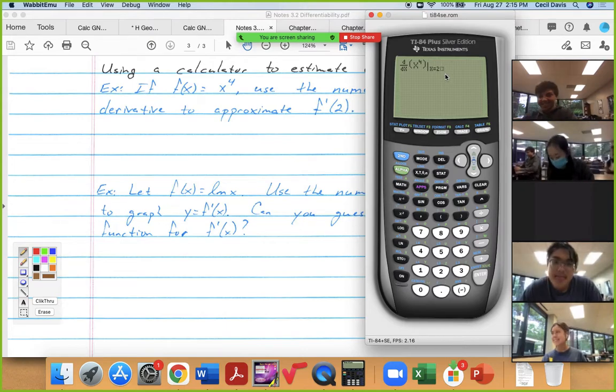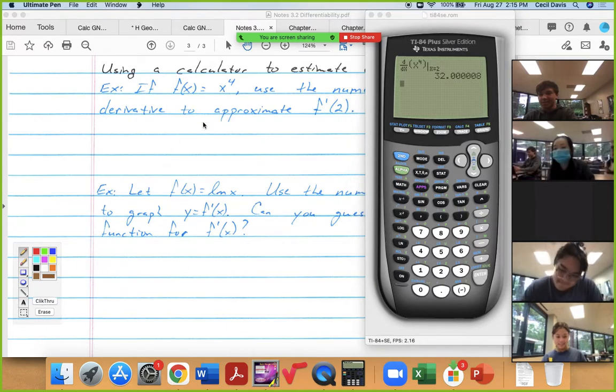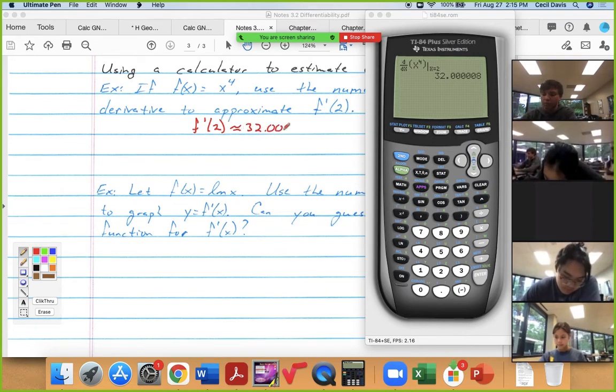At x equals 2. Bada boom, bada bing. To 3 decimal places, this is perfectly accurate. F prime of 2 is approximately equal to 32.000. It's actually exactly 32 as it turns out, but we don't know that.